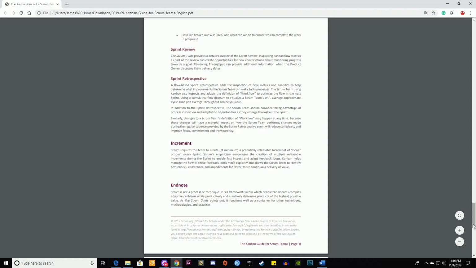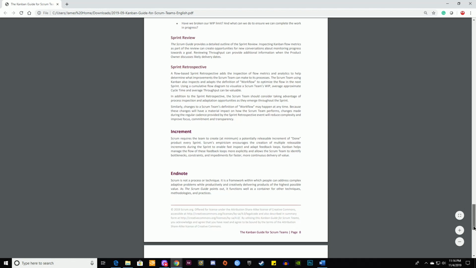Endnote. Scrum is not a process or technique. It is a framework within which people can address complex adaptive problems while productively and creatively delivering product of the highest possible value. As the Scrum Guide points out, it functions well as a container for other techniques, methodologies, and practices.